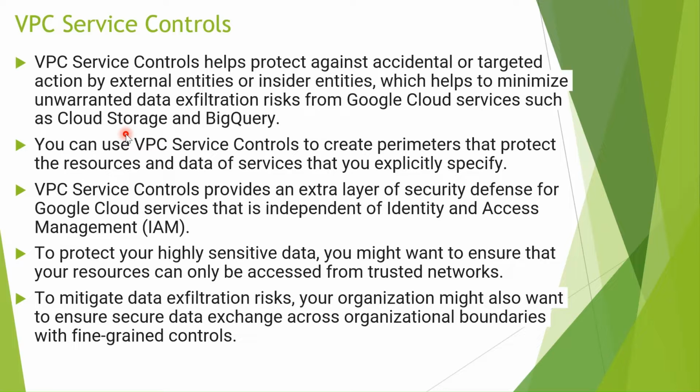So we can use VPC Service Controls, and in that we create perimeters. You can think of a perimeter as a fence in which you put your Cloud Storage or other services. Multiple APIs are available in Google Cloud, and you can choose any API which you want to protect. After that, you create the perimeter and specify which services you want to protect. It provides an extra layer of security, and it is independent of IAM.